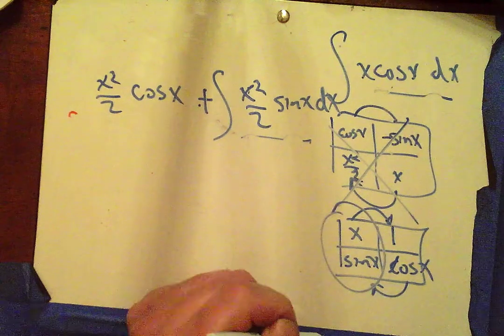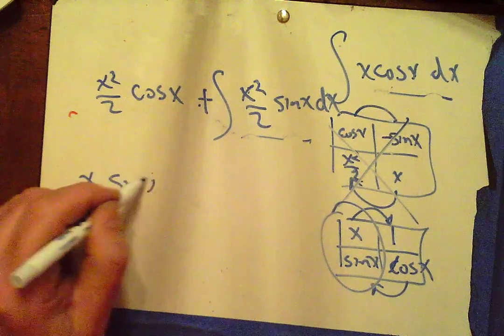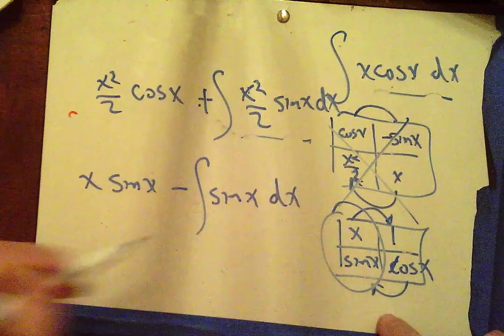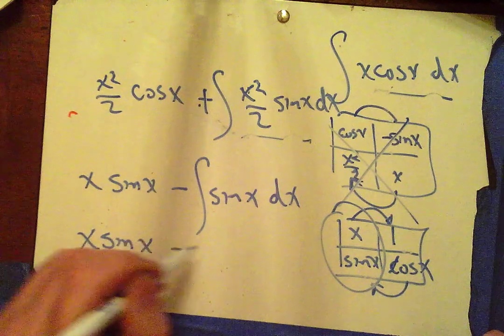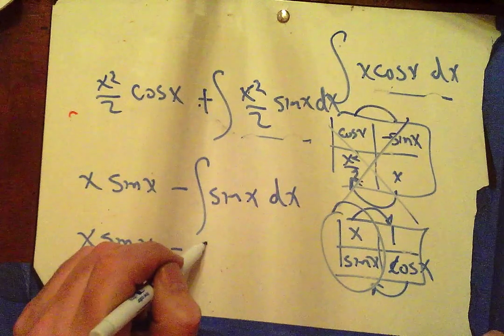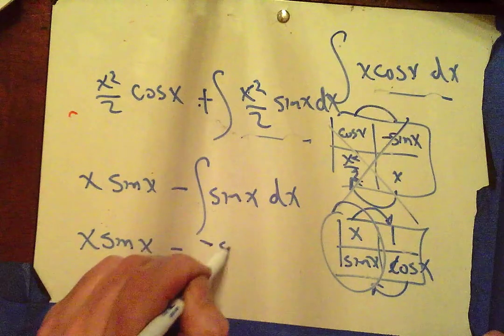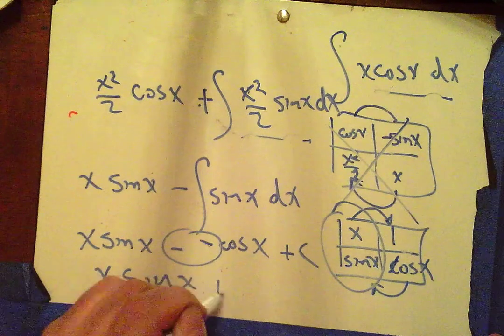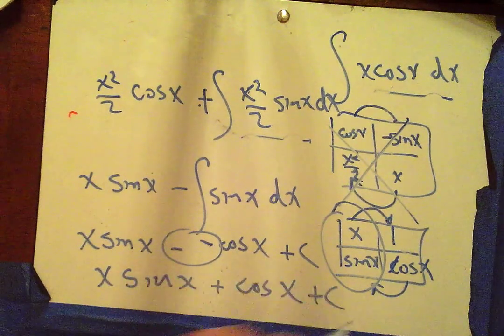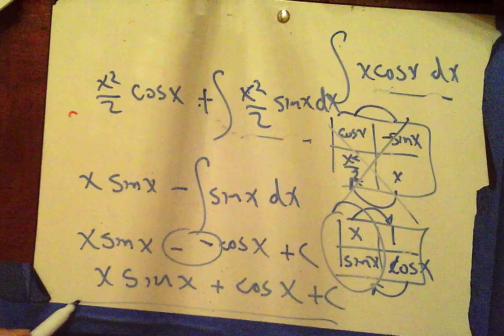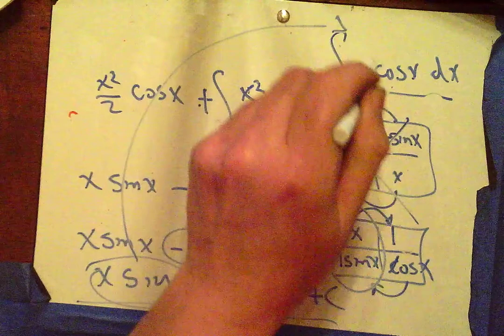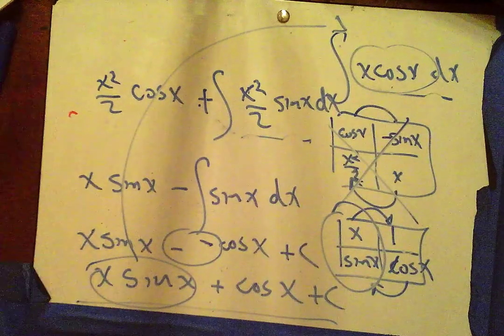So again, this times this, minus the integral of this times that, and so we get x sine x minus negative cosine x plus c. And that minus a minus, I would probably make it plus cosine x plus c. If you take the derivative of this and enjoy the product rule, we'll simplify back to this. Okay? So that's by parts.